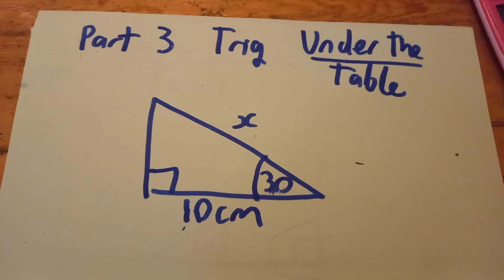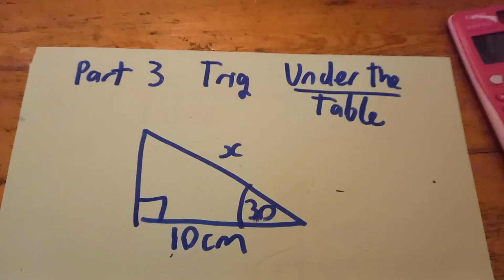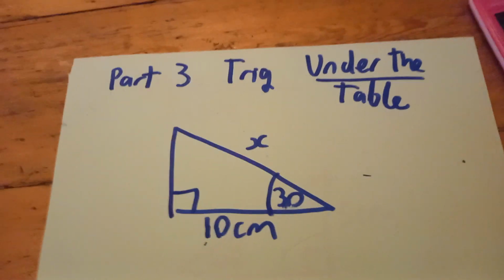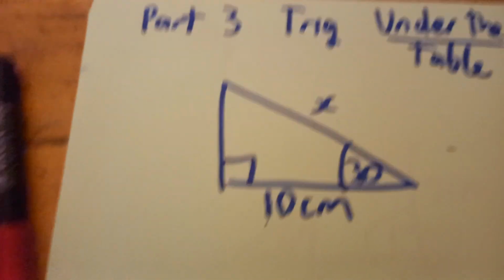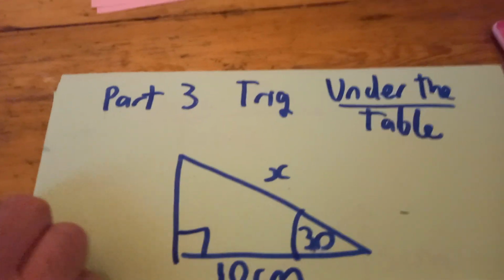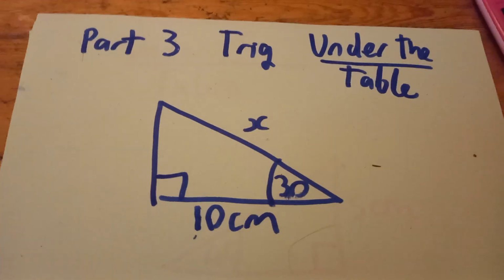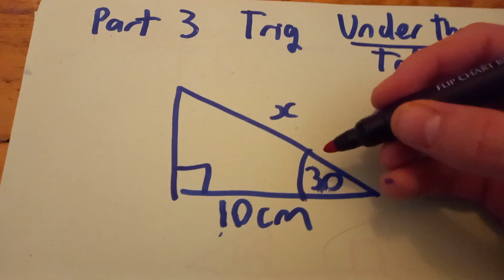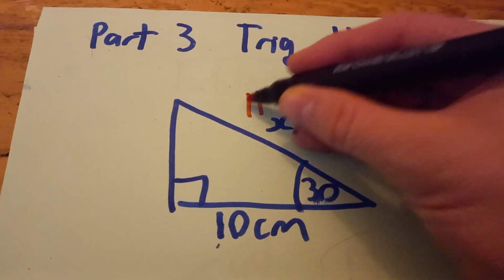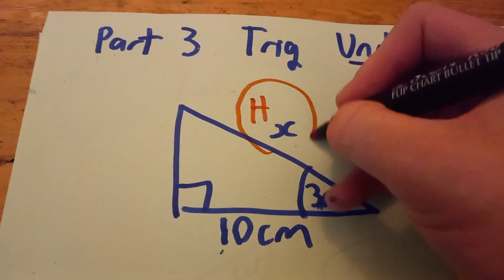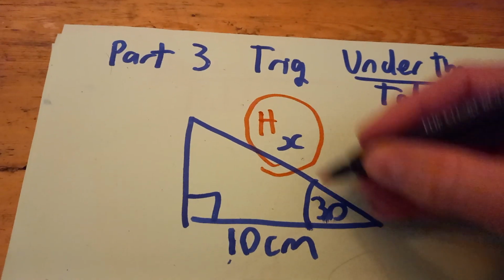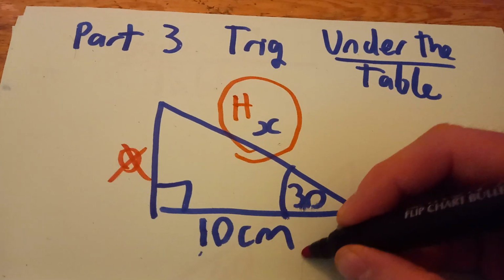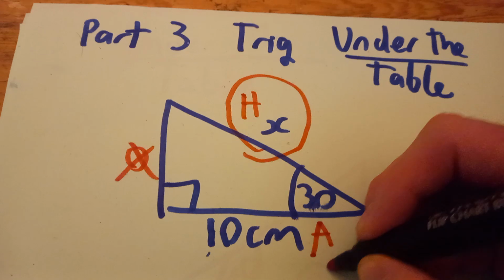Okay, third part to trig, and this is called the under the table examples. With under the table, something a little bit different might happen. As always with trigonometry, we start with the same thing. We label the sides. First of all, this is the hypotenuse. Let's put a little circle around what it's connected to. This is the opposite, but we're not using it, are we? And this is the adjacent.